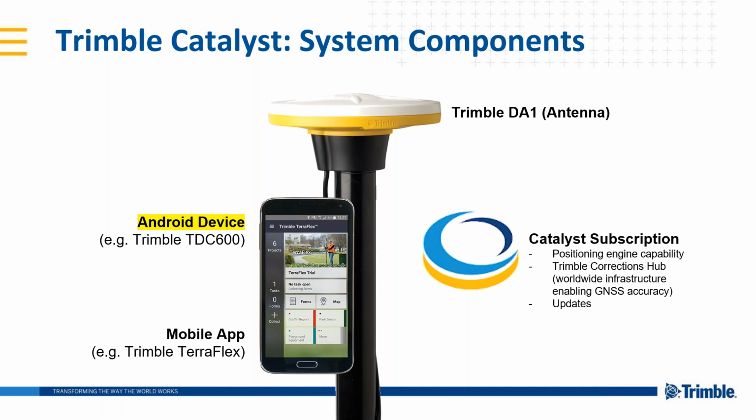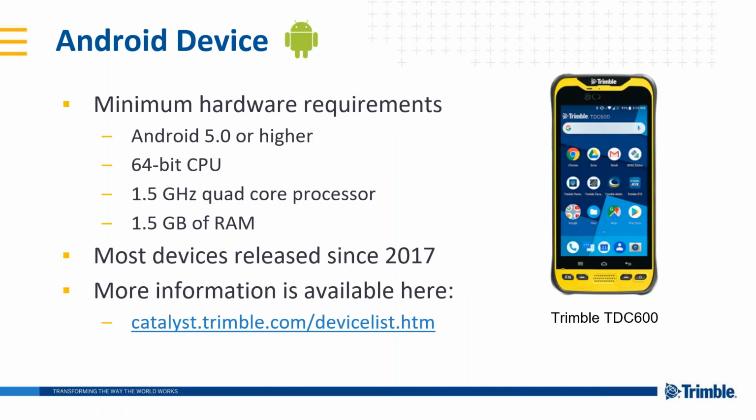So starting off with the Android device. Like I said before, the Android device could well be the one that's already in your pocket. So the minimum hardware requirements are on the screen there. The rule of thumb is that most devices released since about 2017 should be compatible with the Catalyst technology. So I think most people's phones are probably newer than 2017. And there's more information on the various hardware requirements available at the link there that you can see on the screen.